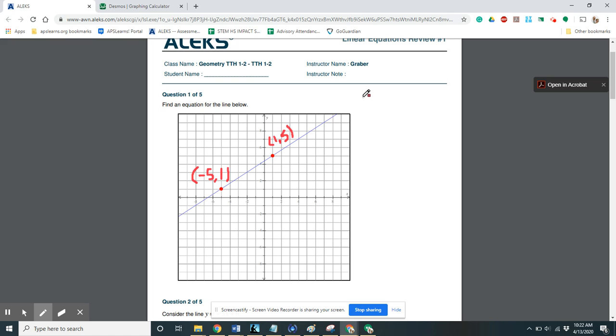So the linear equation is in the format y is equal to mx plus b. So we have to define our slope and our y-intercept. Slope is, of course, the change in y over the change in x. So slope is equal to y2 minus y1 over x2 minus x1.